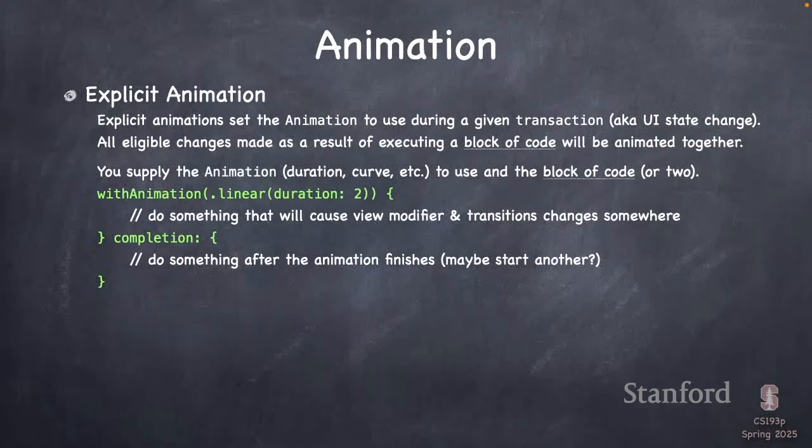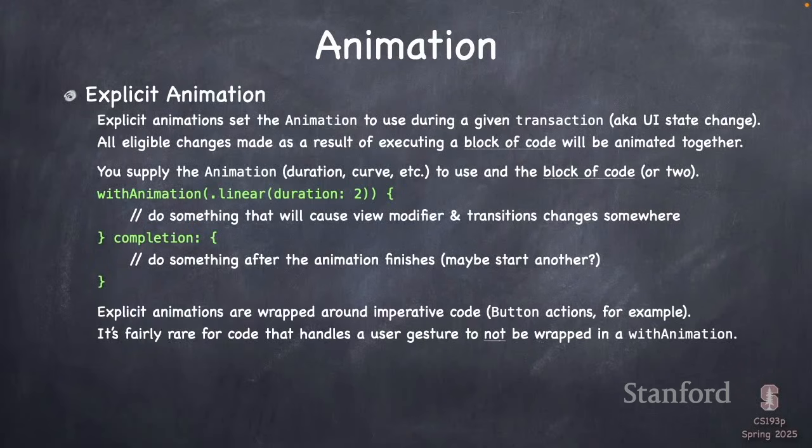So here I have linear in this example. And it also can have another little code block called completion. That code block will be executed when the animation completes. This way you can do chained animations, like slide this thing down here and then make it fade out. Two-step animation. You can even go multiple steps, because inside that completion, you're probably doing another with animation in there. You can nest it with animation as much as you want.